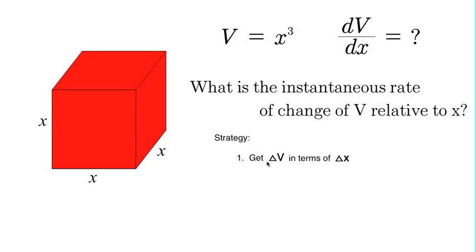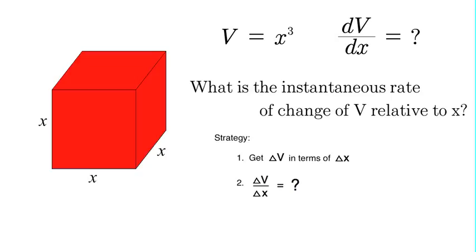I think you're familiar with delta. I've used it several times in this video already. Delta is standard notation for meaning change. So we want to get the change in the volume in terms of the change in x. That's just the change itself. Once we have that, we can get the average rate of change by dividing delta v by delta x.